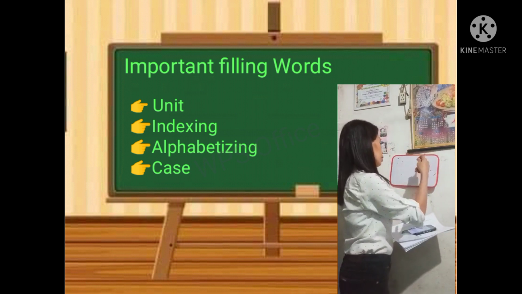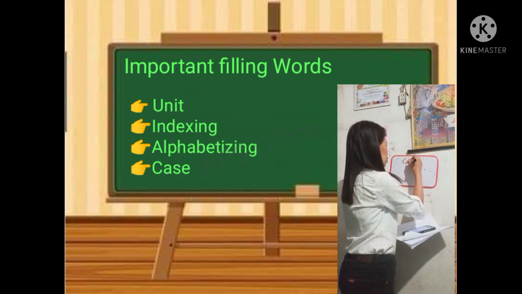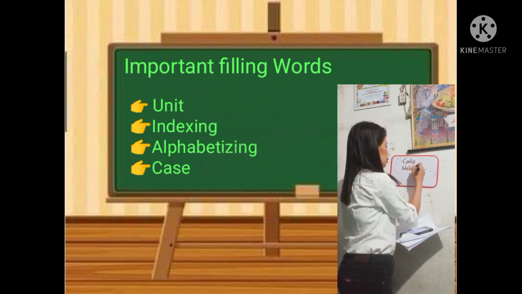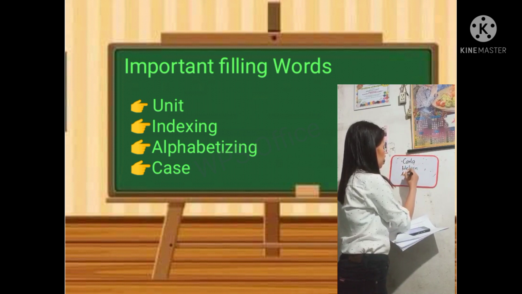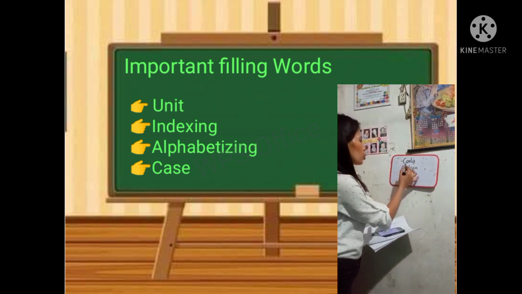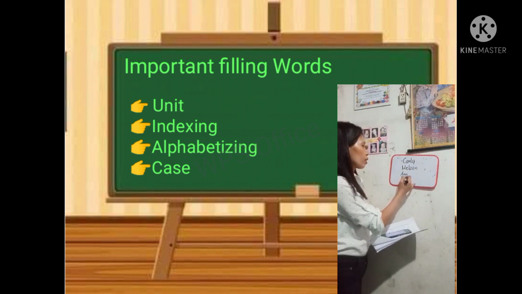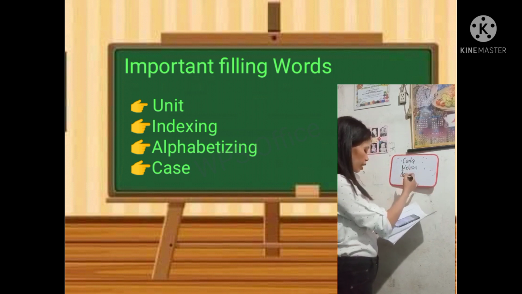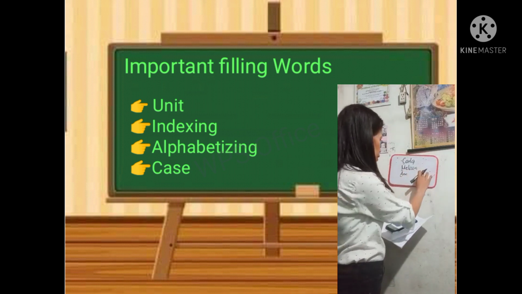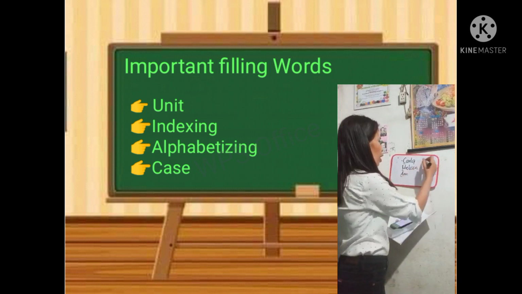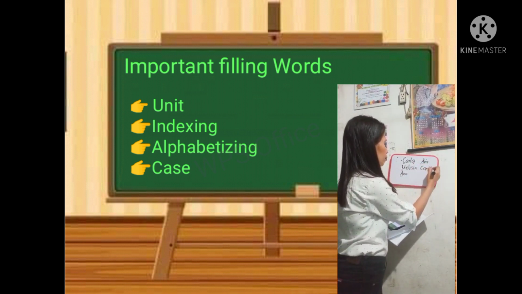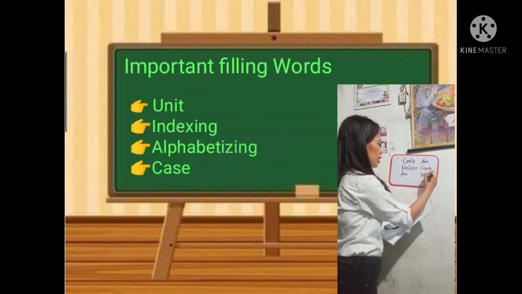Example, we have Carla, Melissa, and Anna. For Carla, Melissa, and Anna, we must look at the first letter of their names to alphabetize them. So Anna comes first. Then next is Carla. The last is Melissa.